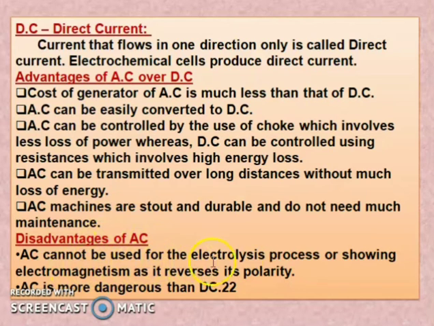AC cannot be used for electrolysis or for showing electromagnetism, as it reverses polarity. AC is more dangerous than DC. So these are the advantages and disadvantages of AC and DC.